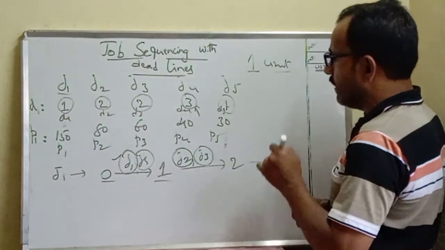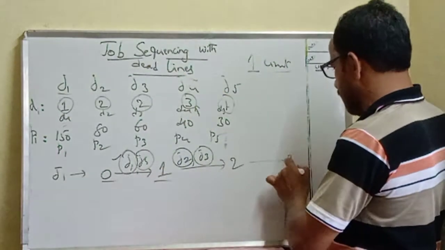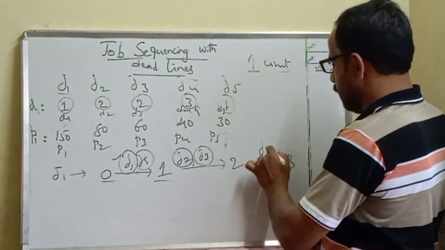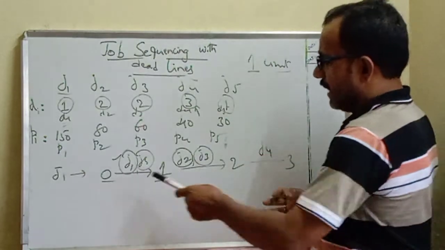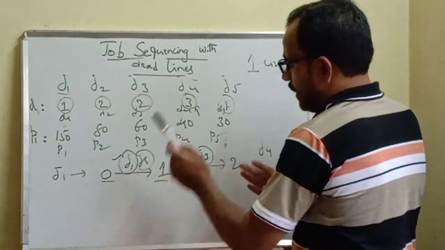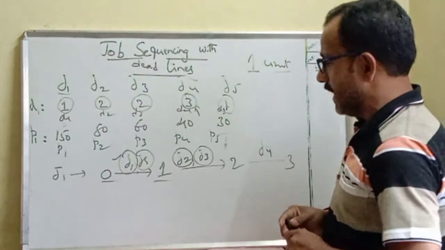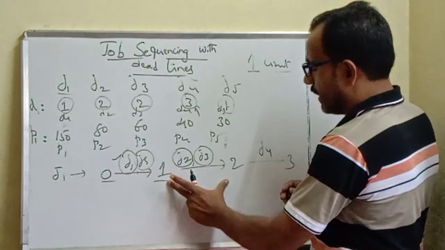And the fourth person can wait up to 3 hours. Then in the 2 to 3 slot J4 can be executed. But see here, only one job. Within this deadline, either J1 or J5 can be executed. Within this deadline, either J2 or J3 can be executed. But only one job can be executed within this slot.